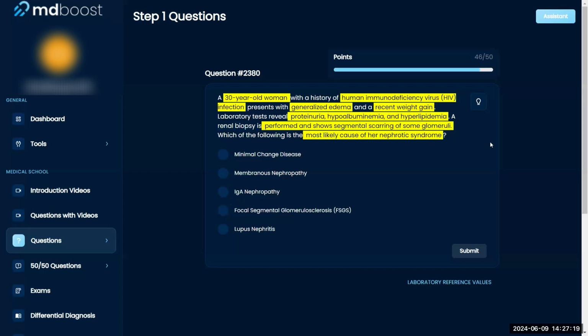Okay. I would say firstly, HIV is the huge thing that I need to focus on here. I would say it's not minimal change disease, that's really found in children. Membranous nephropathy, it could be that. It's a very common cause of nephrotic syndrome, but I would say probably not, just because I think the answer is going to be FSGS with segmental scarring in some glomeruli. So yeah, it doesn't have lupus, doesn't have IgA, so I would go with that.